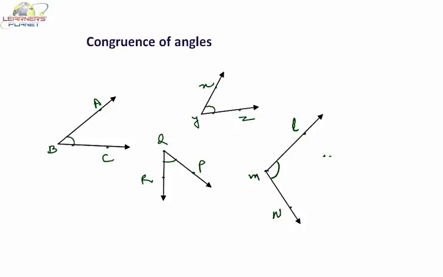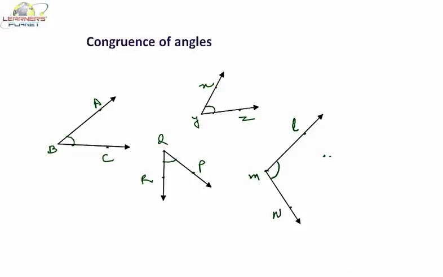Now let's discuss congruency of angles. In these examples, we can see that angle ABC, angle XYZ and angle PQR, all the three are the same in measure. So we can say these three angles are congruent to each other. But we can see this angle, LMN, is not the same in measure as angle XYZ or PQR or ABC. That means angle LMN is not congruent to any one of them.